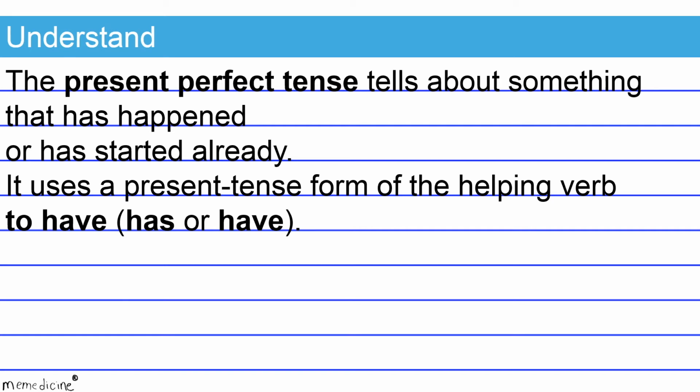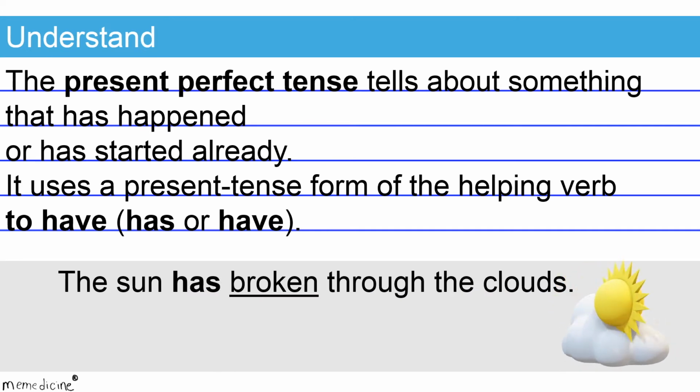Check out these examples. The sun has broken through the clouds. Note that here, has is the third person singular form of the verb to have. Again, it agrees with its singular subject, the sun. Also notice that the main verb broken is the past participle of the verb to break. The past participle form of break is obviously irregular. The verb form has broken is the correct present perfect tense.